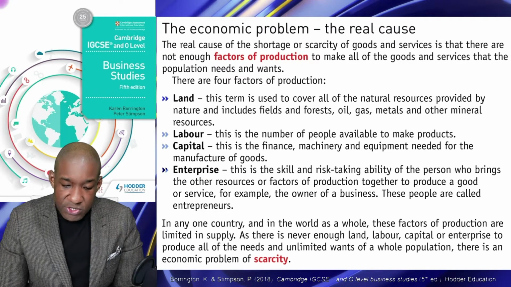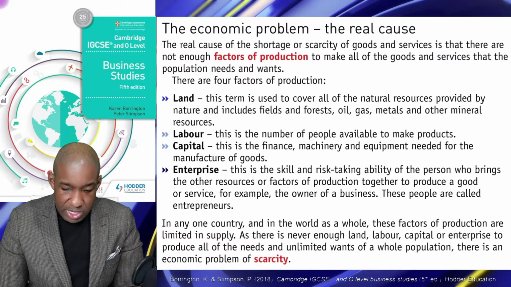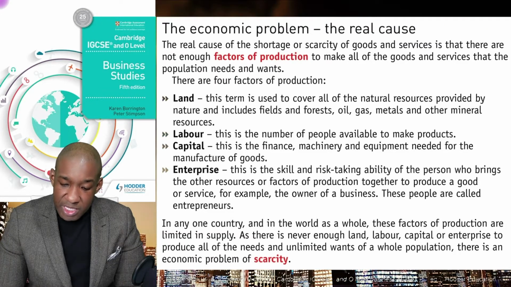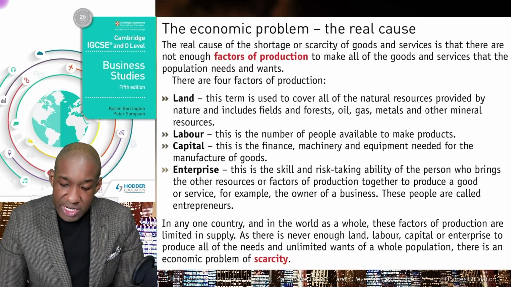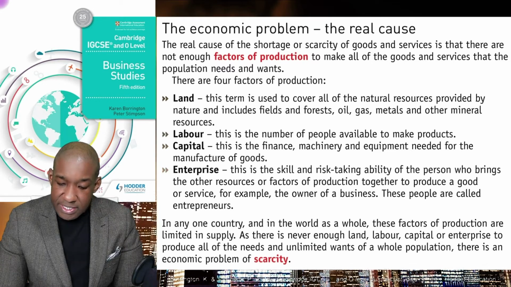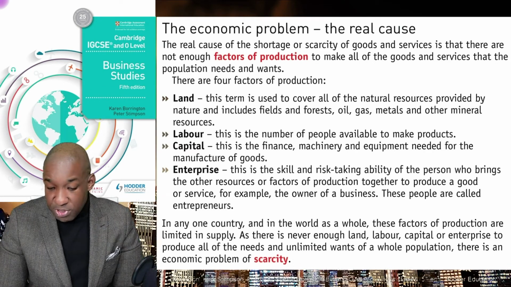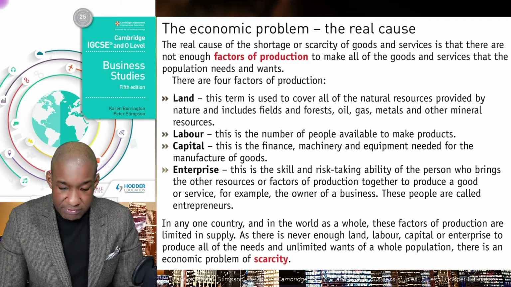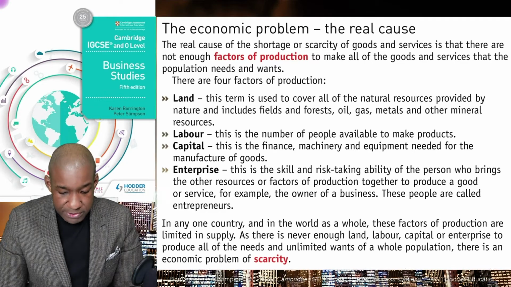Land. This term is used to cover all of the natural resources provided by nature and includes fields and forests, oil, gas, metals, and other mineral resources. Labor. This is the number of people available to make products. Capital. This is the finance, machinery, and equipment needed for the manufacture of goods. Enterprise. This is the skill and risk-taking ability of the person who brings the other factors of production together to produce a good or service. For example, the owner of a business. These people are called entrepreneurs.